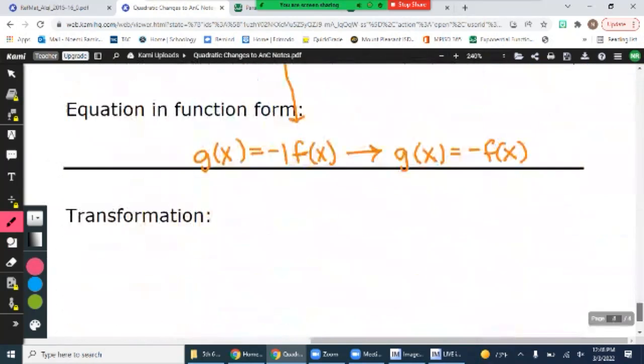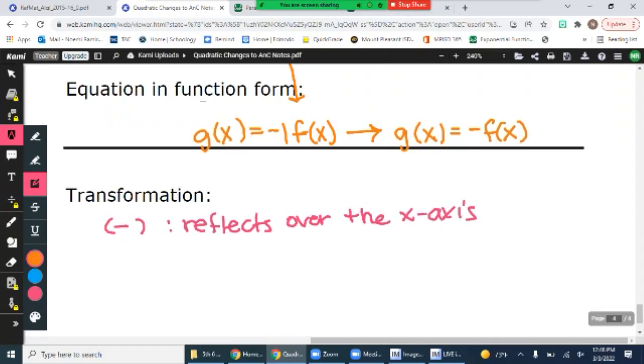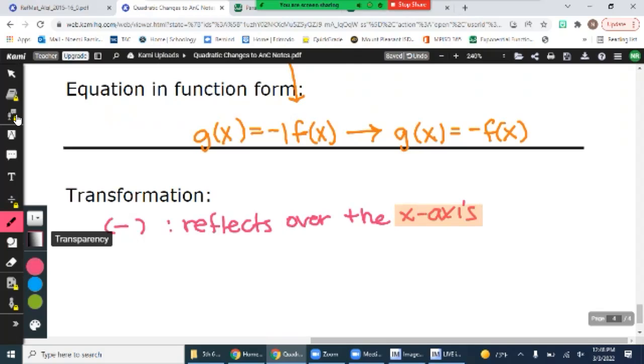Here it is. So a negative on the value of A is going to reflect over the x-axis. And I want you to highlight that word, x-axis. That is the one word that you need to be looking for, especially, because half of your answer choices are going to say y-axis, just to trick you. Next one, number 4.